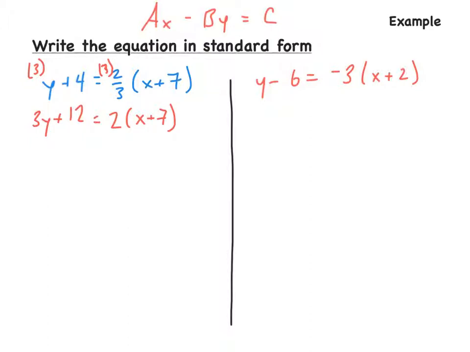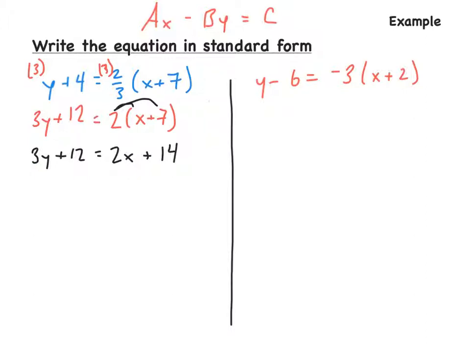Now what I can do is the distributive property on the right side. So I'd multiply 2 times x and 2 times 7. So I'm just going to rewrite everything. So I have 3y plus 12 is equal to 2x plus 14.